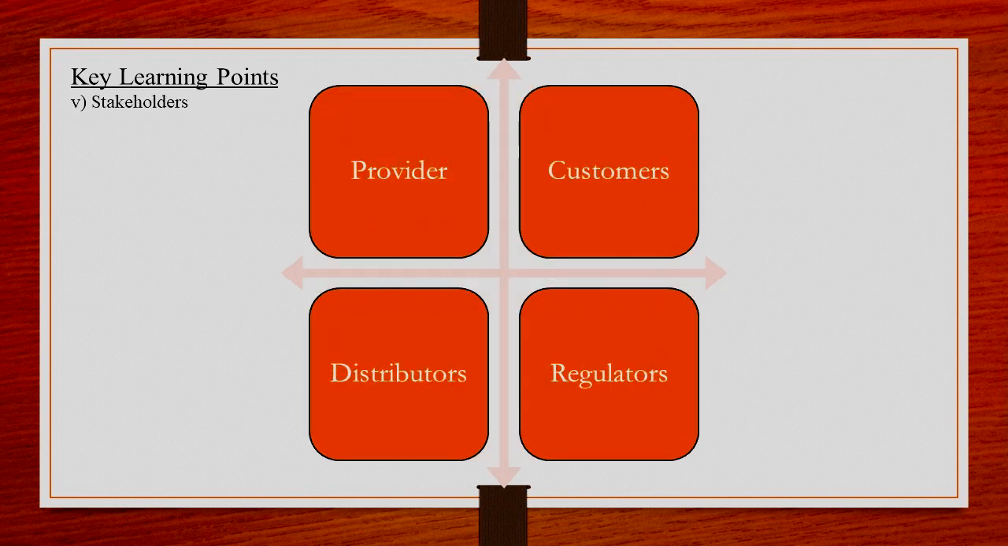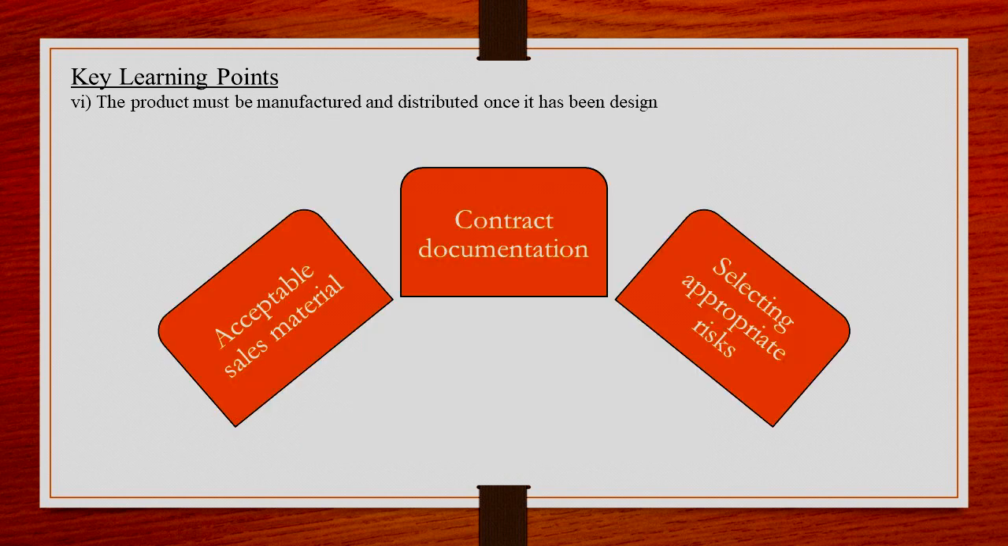Providers, customers, distributors, and regulators are considered as stakeholders. The product must be distributed once it has been designed and manufactured, which involves distributing using acceptable sales material and contract documentation, as well as selecting appropriate risks.